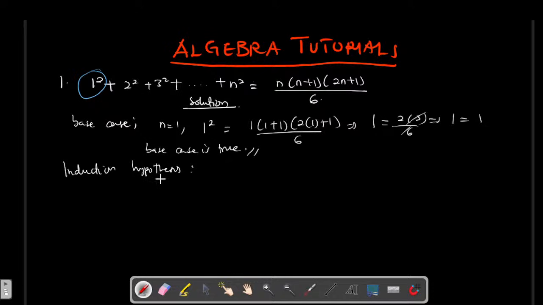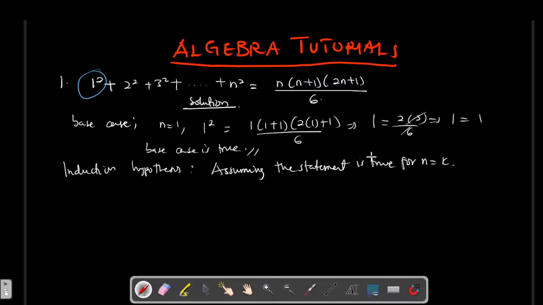So at the induction hypothesis, it's very simple. You just write, assuming. It's an assumption. You don't prove here. Here is an assumption. So the induction hypothesis is an assumption. So we write, assuming the statement is true for n is equal to k, an unknown, n equals k.